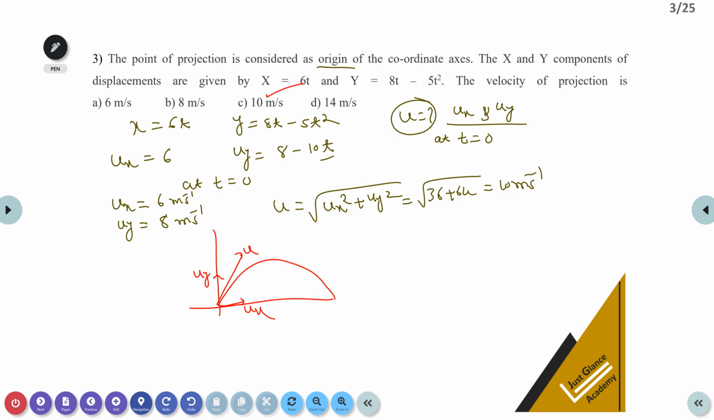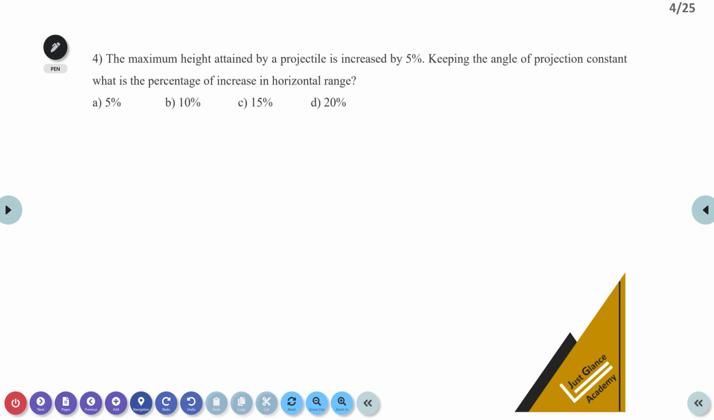Velocity component. Next. The maximum height attained by a projectile is increased by 5%. Keeping the angle of projection constant, what is the percentage of increase in the horizontal range? Understand the question? He has given delta h by h. How much is it? 5%. If height increases by 5%, then what is the percentage of increase in the range of the projectile? That value you have to calculate.